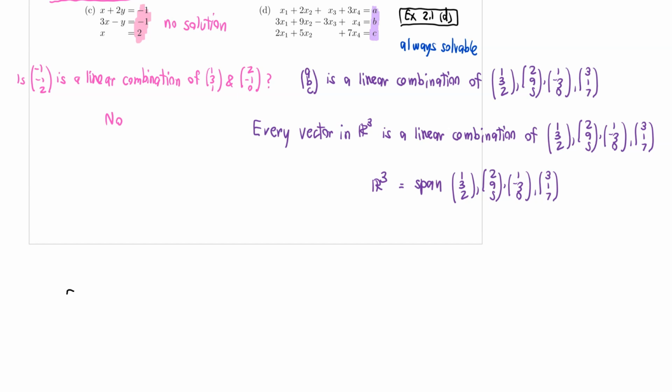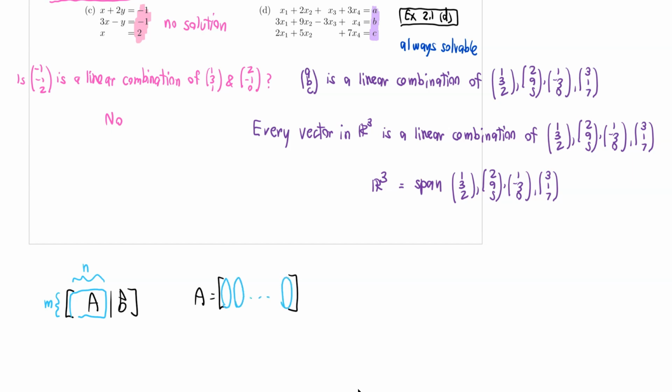Let's say I have a system of equations with the augmented matrix A and the vector B here. And let's say my matrix A is an m by n matrix, so my matrix will have m rows and n columns. Then I can think of this matrix A as just a bunch of vectors.